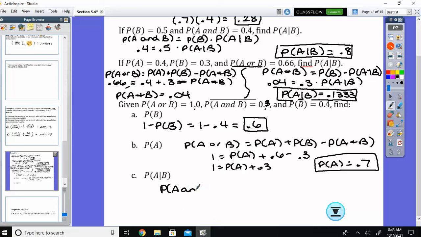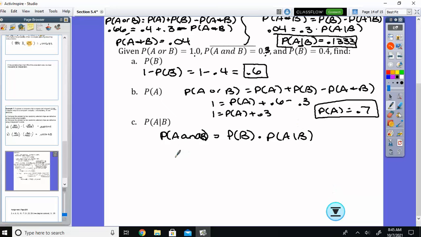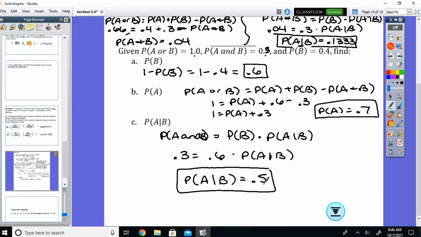So then if I want the probability of A given B, we can use our AND formula. That's the only formula that has that conditional in it. So we would have to do the probability of B times the probability of A given B. A and B is 0.3. Probability of B is 0.6. Divide, and probability of A given B is 0.5. So those types of problems are just getting us used to manipulating the formula.